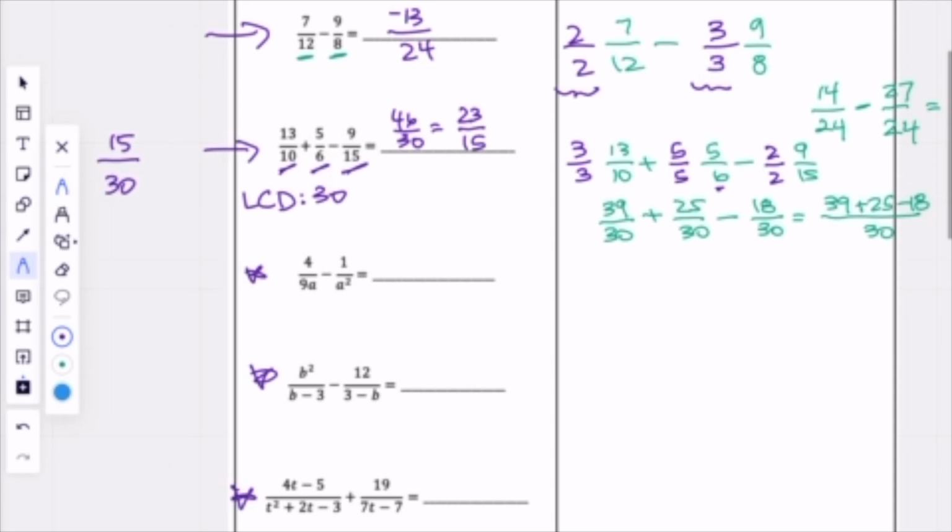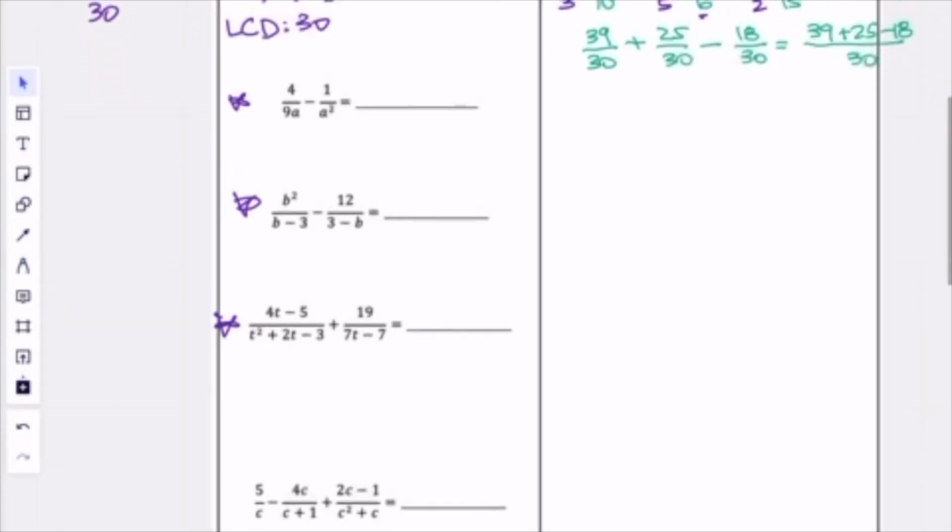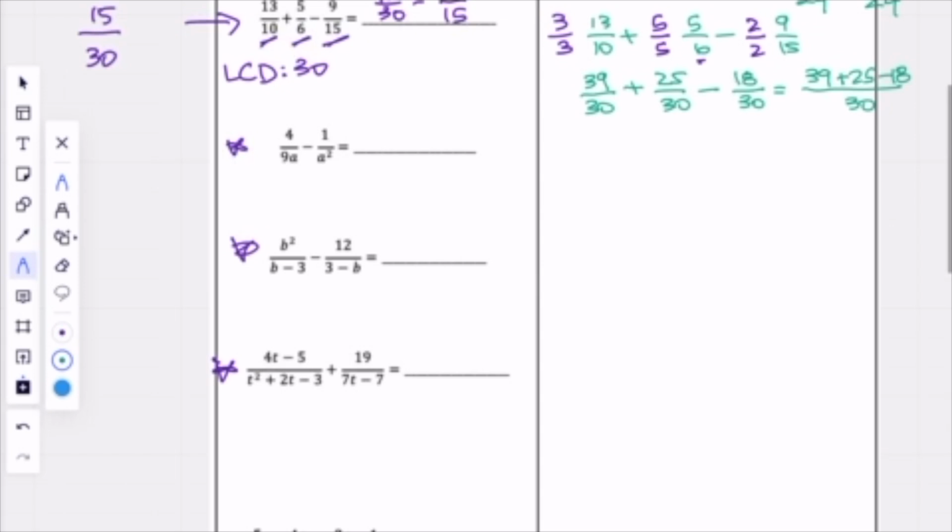All right, so now let's apply these principles to these rational expressions. In this next example, I have a denominator of 9a. And in the second term, I've got a denominator of a squared. This is 9 times a, and this is a times a. So what do you think our least common denominator might be? Well, it's definitely going to have a 9 in it, right? And we definitely need to have the power of 2 in there. So our least common denominator is going to be 9a squared.